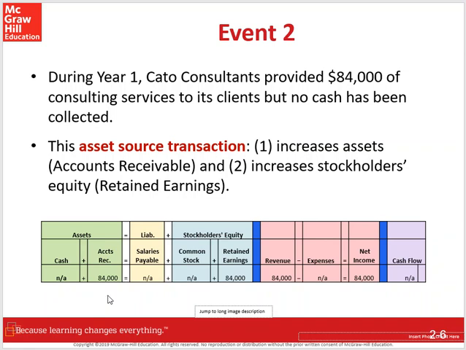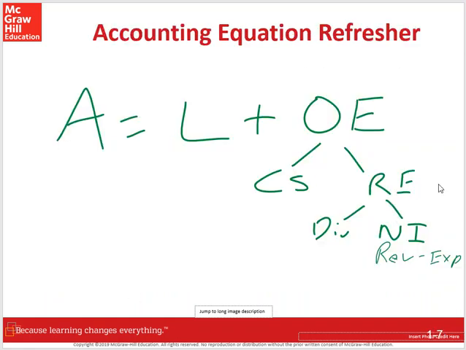Before we move on, I just want a quick refresher on the accounting equation. Hopefully all of you remember it. Assets equals liabilities plus owner's equity. And owner's equity we break down into common stock and retained earnings. Within retained earnings, we break that down into net income and dividends. Net income contributes to retained earnings, assuming it's positive. Dividends take away from retained earnings.